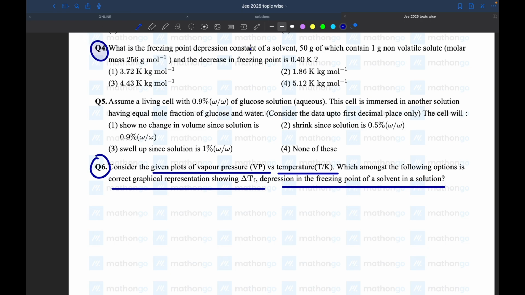What is the freezing point depression constant of a solvent, having 50 grams, which contains 1 gram of non-volatile solute, molar mass of 256, and the decrease in freezing point is 0.4?